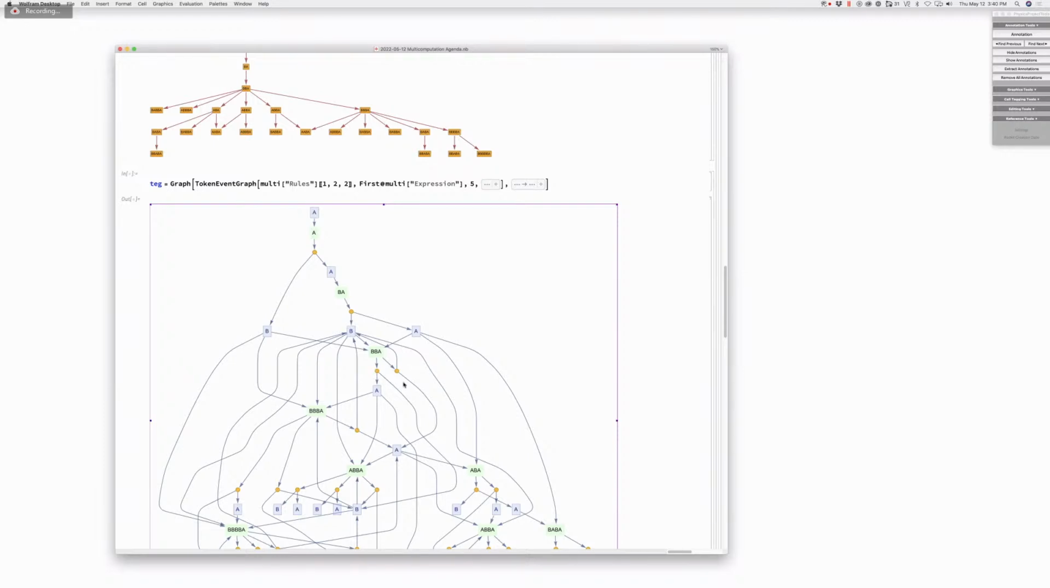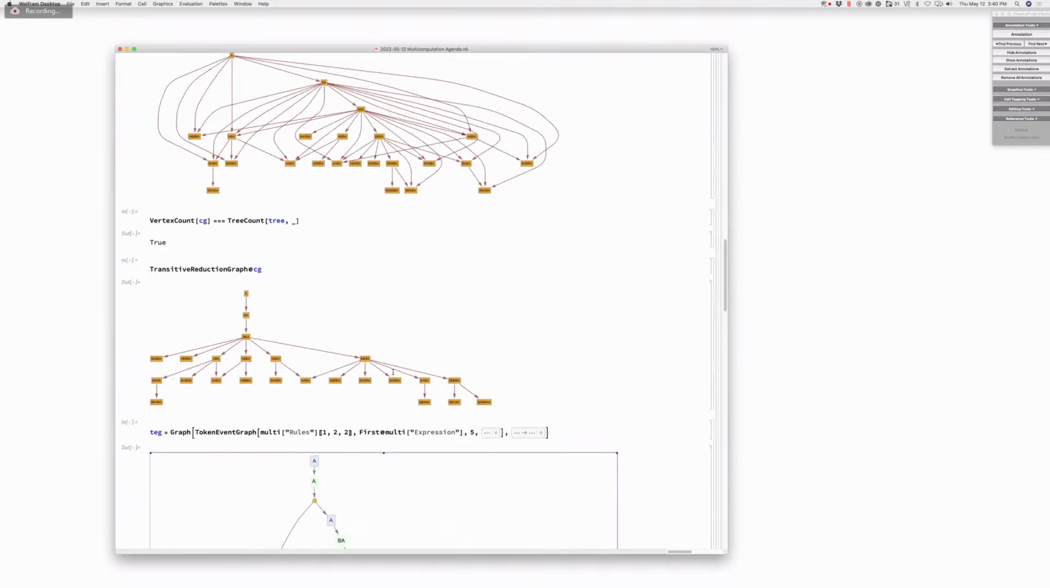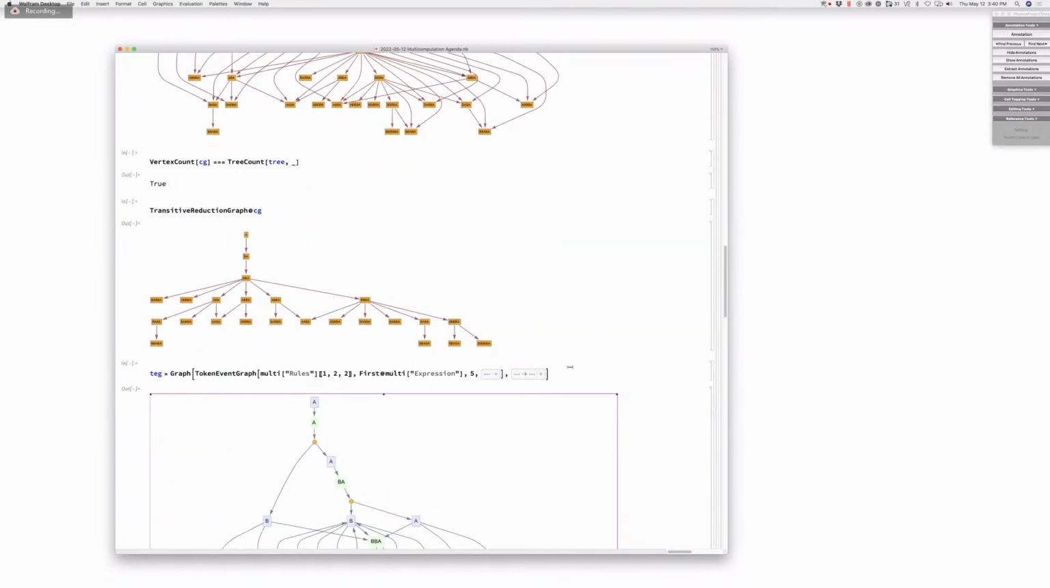Well, if you remove the states, that's what you're going to get. States are optional. Okay, how do I do that? Well, expand the options to the token event graph.